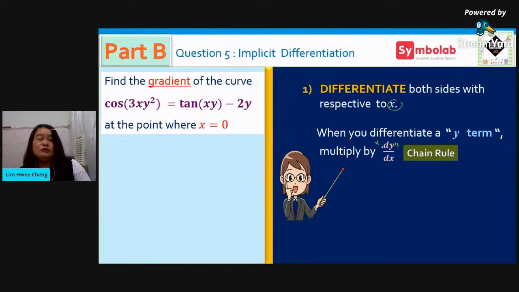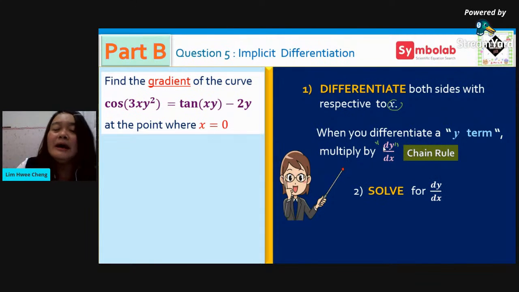So this one you have to remember, the parameter is different. Okay, so finally only you solve for dy/dx. If you look at this question, we know that they are interested in finding the value.